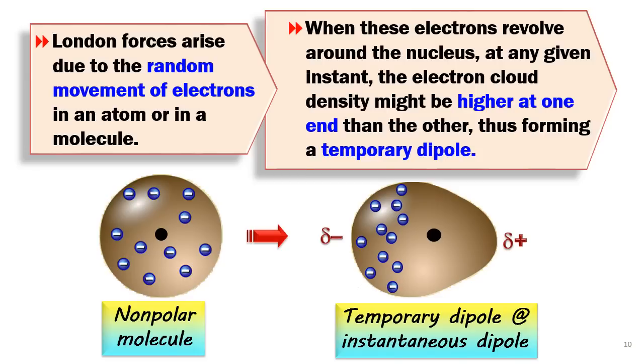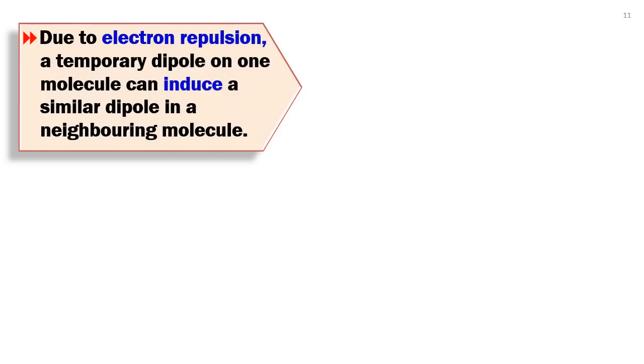So the molecule becomes polar, temporarily polar. So there is a partial minus and a partial plus. So this molecule is said to have a temporary dipole or instantaneous dipole. So from a nonpolar molecule, due to the random motion of electrons, a temporary dipole arises. Due to electron repulsion, a temporary dipole on one molecule may induce a similar dipole in a neighboring molecule.